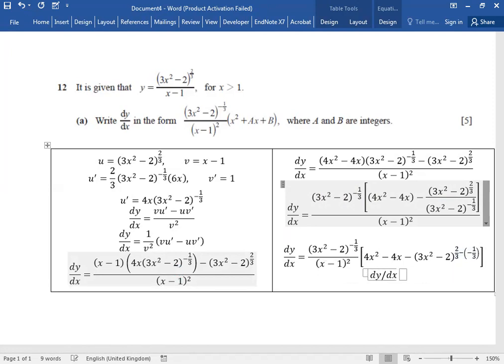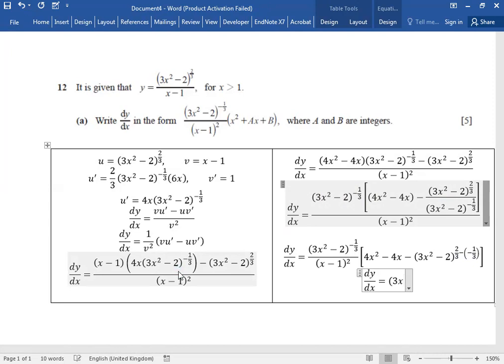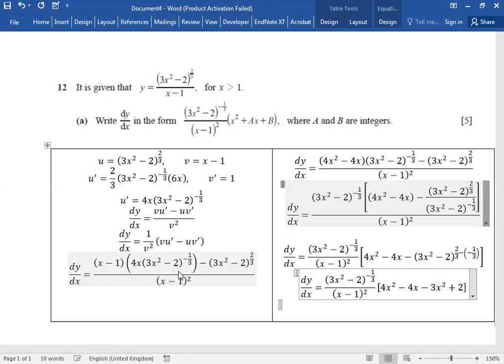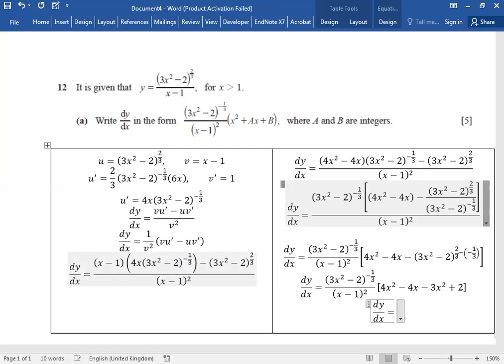So dy by dx will become 3x square minus 2 to the power negative 1 over 3, over x minus 1 squared, and then you have 4x square minus 4x minus 3x square plus 2. Is that right? So what is your final derivative?